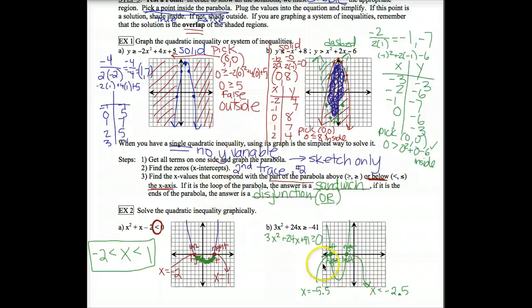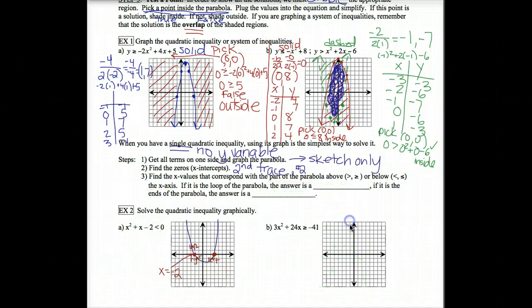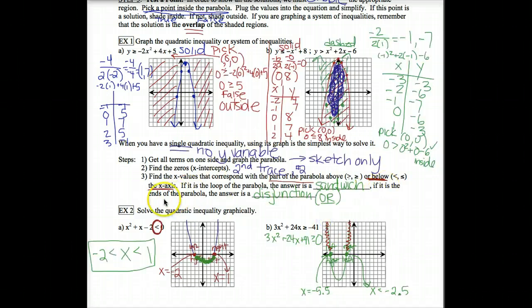All right, so now that we know where our zeros are, we have to visually solve the problem. So we look at our equation, and this is a greater than or equal to symbol. So we want to find the part of the parabola that is above, since it's a greater than, the x-axis. So the part of the parabola that is above are these ends. So if it's the ends of the parabola, the answer is going to be a disjunction, an or. So you use these two values no matter what, but this one's going to be an or.